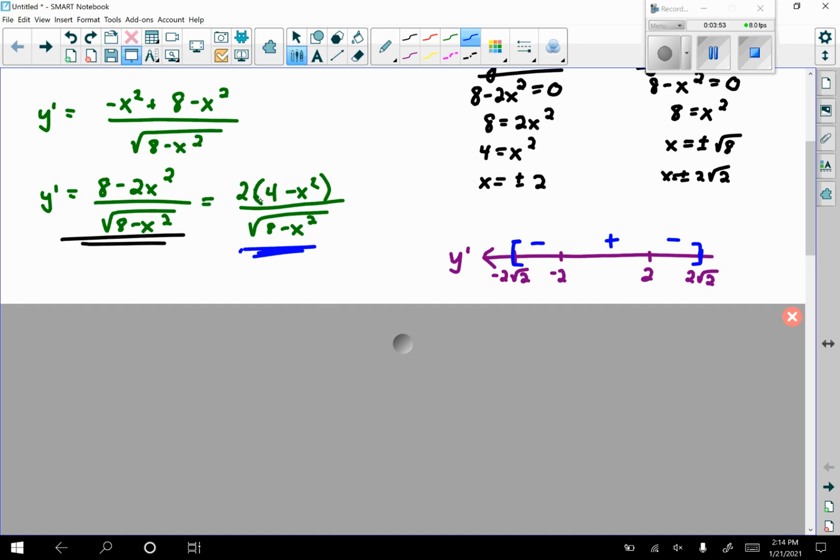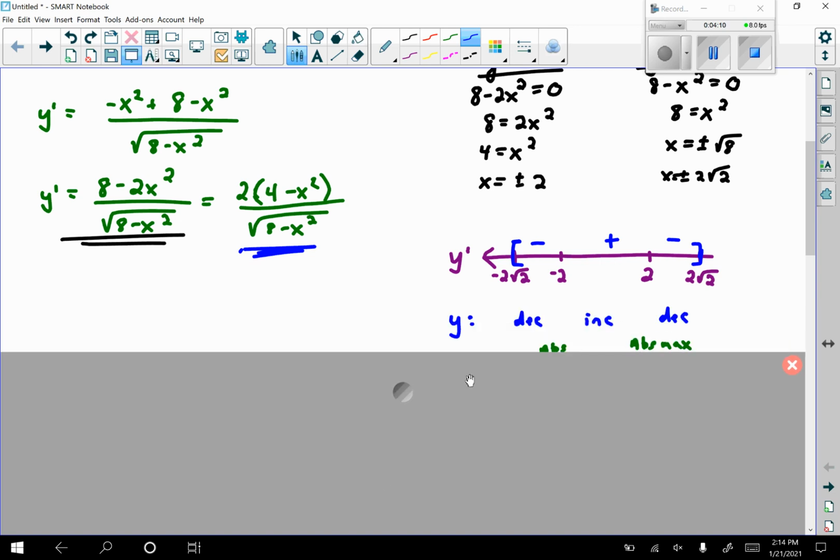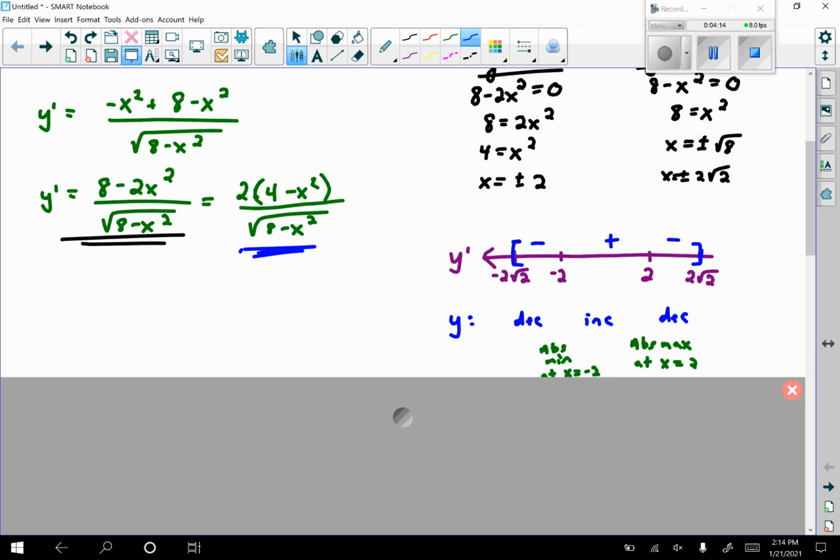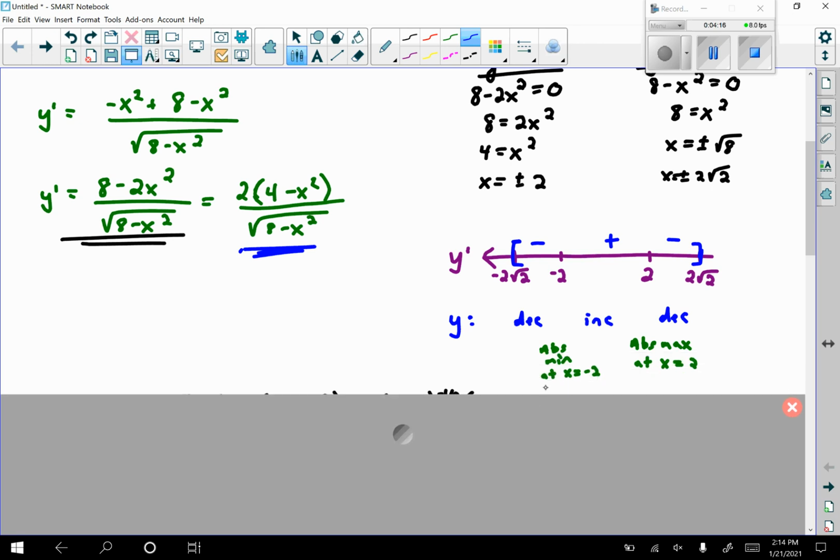Imagine I test 0 in the middle. That's going to give me a positive times a positive over a positive, so everything in between the negative 2 and 2 are positive. And then I would also get a negative over here, because just imagine substituting in a positive 2.1. I'd get 4 minus something that's larger, so that's negative. So this tells me y is decreasing, then increasing, then decreasing. Now again, I'm guaranteed an absolute max and min, so the absolute min happens when x is negative 2. The absolute max happens at x is positive 2.